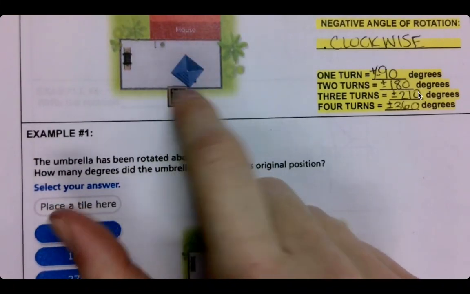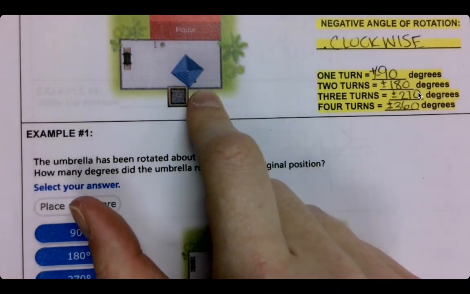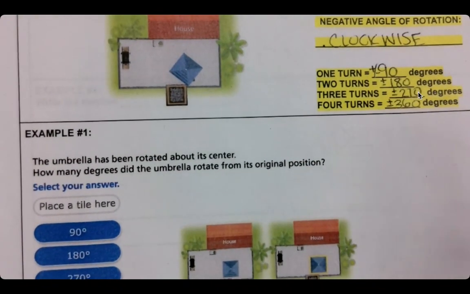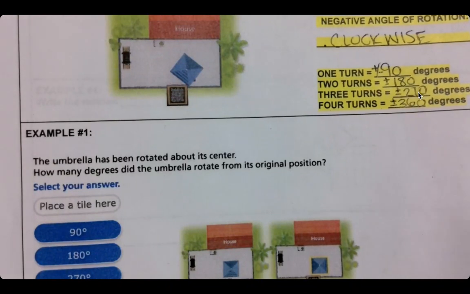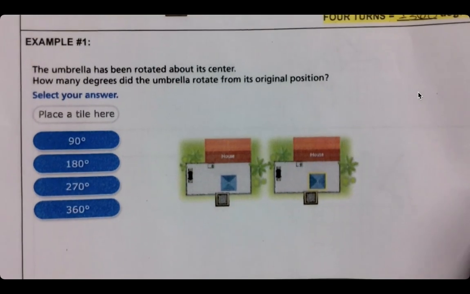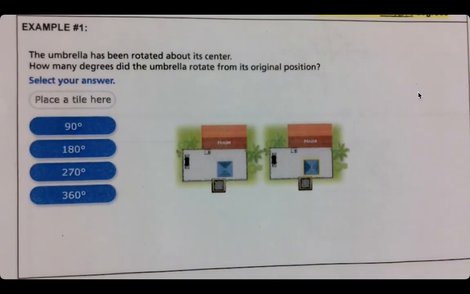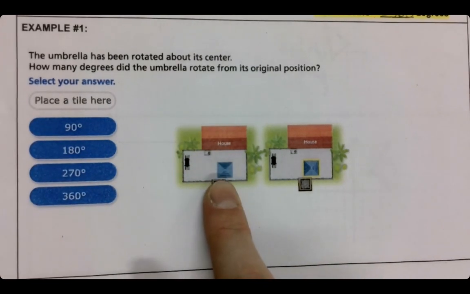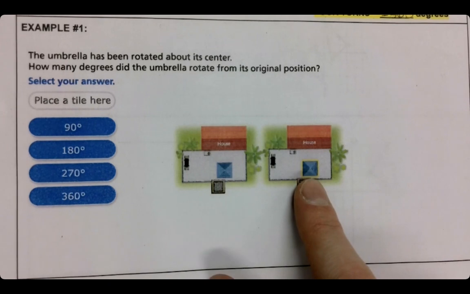So now we're moving this blue object, which is an umbrella, right? The umbrellas that sit on tables outside, and then you open it up, and it's big like that. All right. Usually they're not square like this, but just to help us see the difference. It's got some texture. So we are looking at the umbrella has been rotated about its center. This is where it started, and this is where it ended.